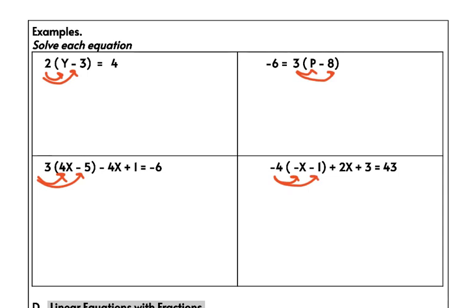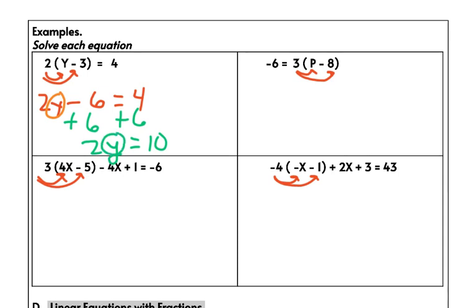2 times y is 2y. 2 times 3 is 6, but there's only 1 negative, so it balances out to be negative. Now on the y attack, I've got subtract 6. Opposite of subtracting is adding. So I'll have 2y is equal to a positive 10 on the right. 2y means 2 times y. To undo multiplication by 2, we divide by 2, because 2 divided by 2 is 1. So now I have 1y is equal to 5.